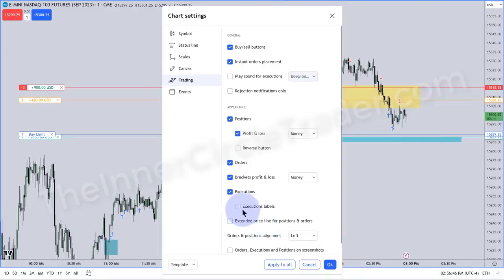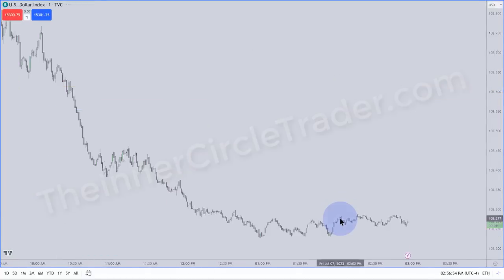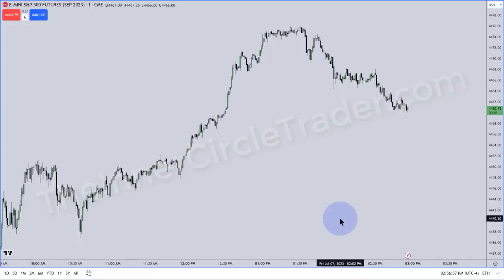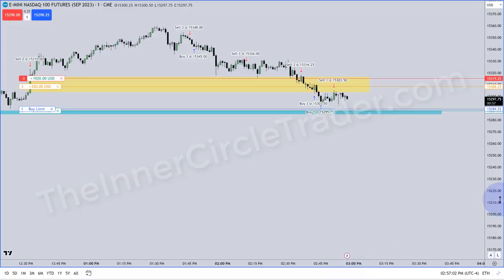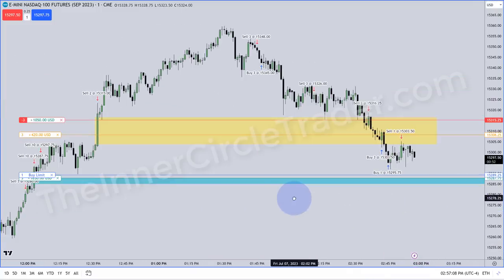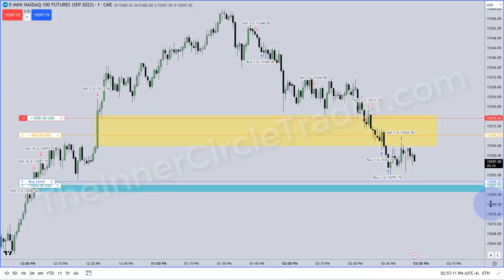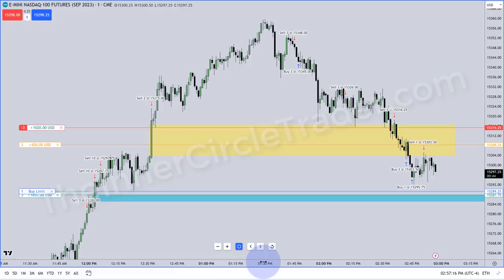Just see executions. And I'll change the chart so you can see it's not market replay or anything like that. I apologize. I know it probably gets on your nerves moving the chart all around, because I don't like it when people do it. It gets on my nerves. But I want to add that extra detail in here.